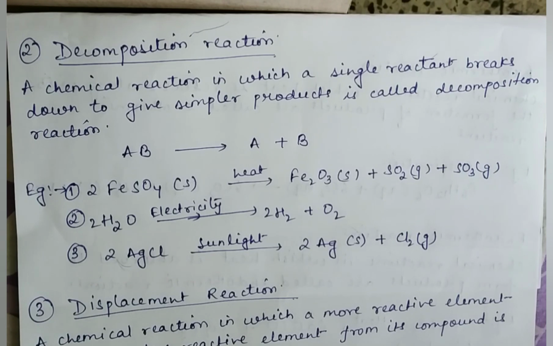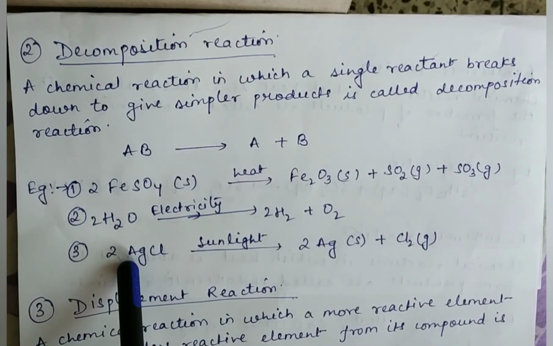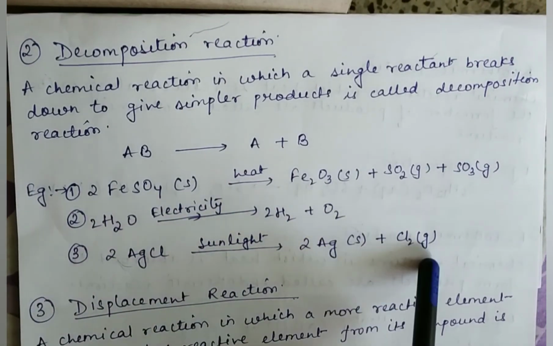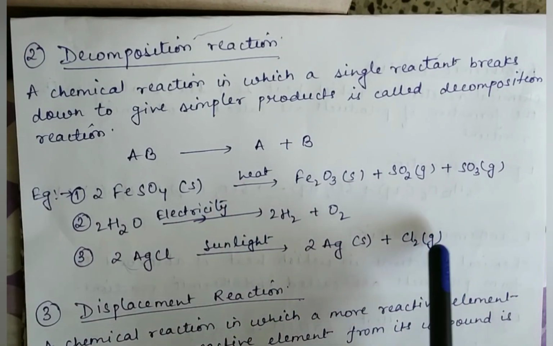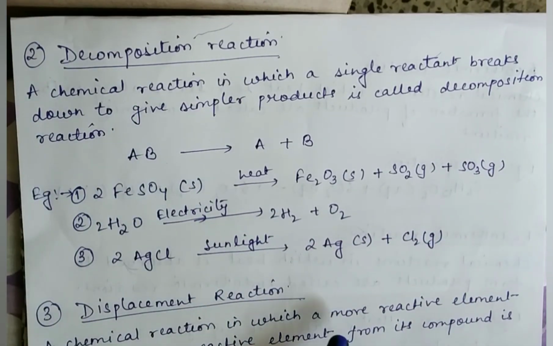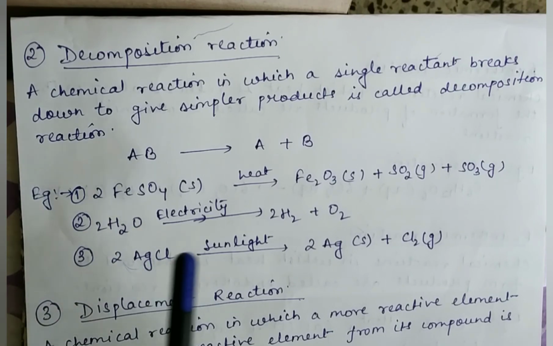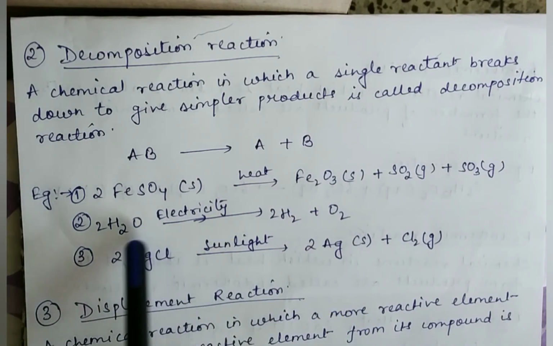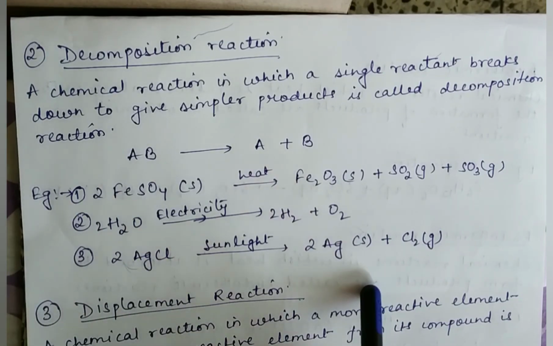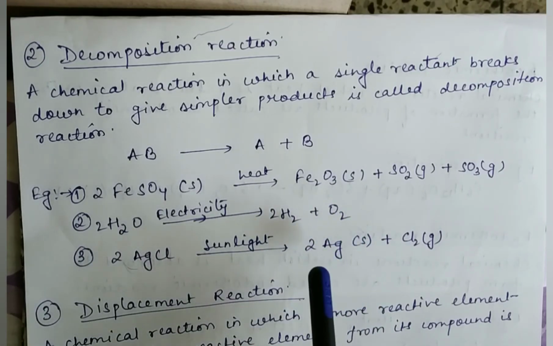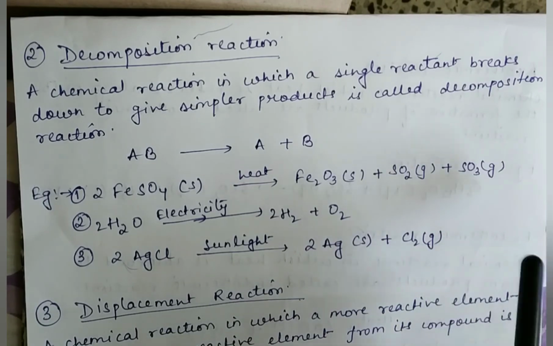The third example that I have taken to show decomposition reaction is that of silver chloride. Silver chloride in presence of sunlight breaks up into two products, silver metal and chlorine gas. It is seen that when silver chloride is kept under sunlight for quite a long period of time, then this white colored silver chloride crystal turns grey. So why does that happen? This happens due to the formation of silver metal, whose color is grey, and the release of chlorine gas.